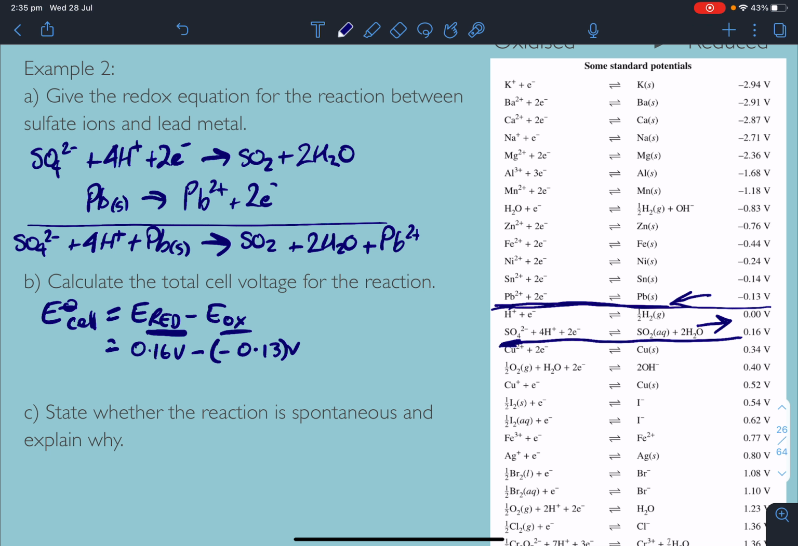Okay, or it's the difference between 0.16 and negative 0.13, so it's going to equal 0.29, isn't it? My recommendation is, in the exam, don't think you can do it in your head, put it in your calculator. Fewer mistakes will happen. 0.29 volts, that's good, and that's positive.